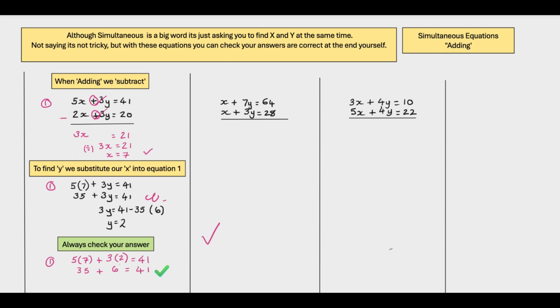If the answer was not 41, as it is in the original equation, you have done something wrong and you need to go back and check all your workings out. It is very important to not do these questions in your head. Method marks are imperative with these kinds of questions where you could have got the X right, but you got the Y wrong, therefore your answer's wrong. But you would have got a mark for getting your X right. Really important.